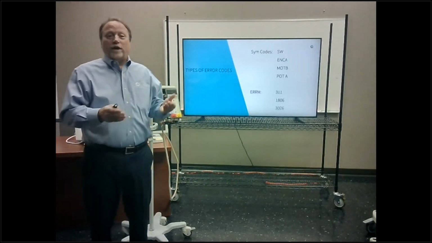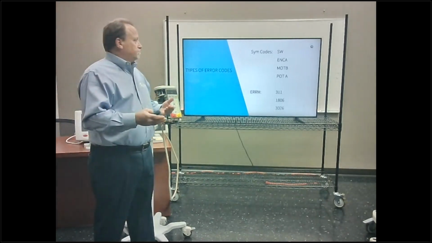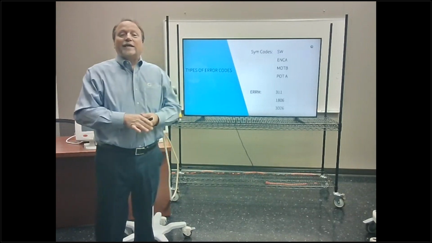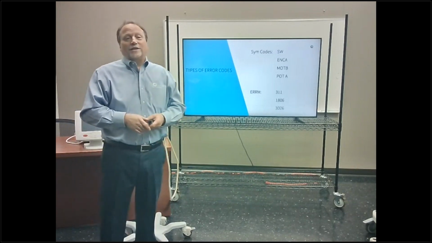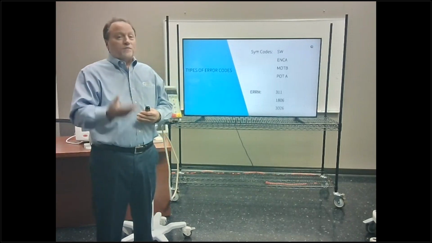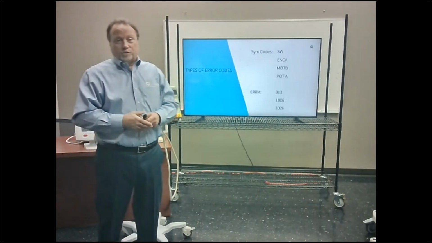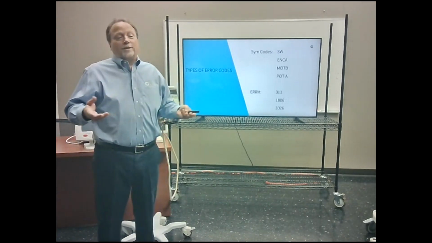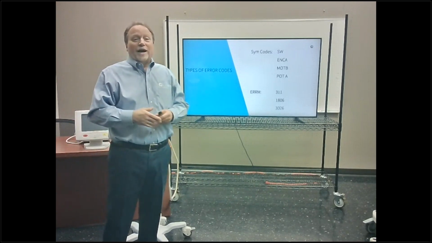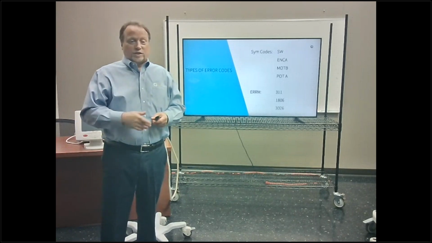ENCA, encoder A. MOTB, motor B. POTA, potentiometer A. That gives you a good guideline of what, not necessarily causing the problem, but what is affected by the problem. Then you have your EERM numbers. Those are what the customer's going to usually call you and say, I have this code. It's 1306, or it's 1806, 1805.